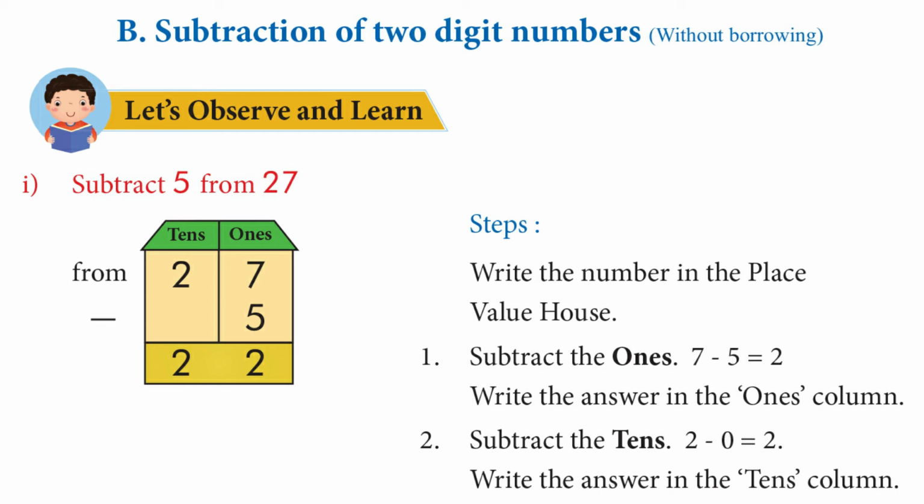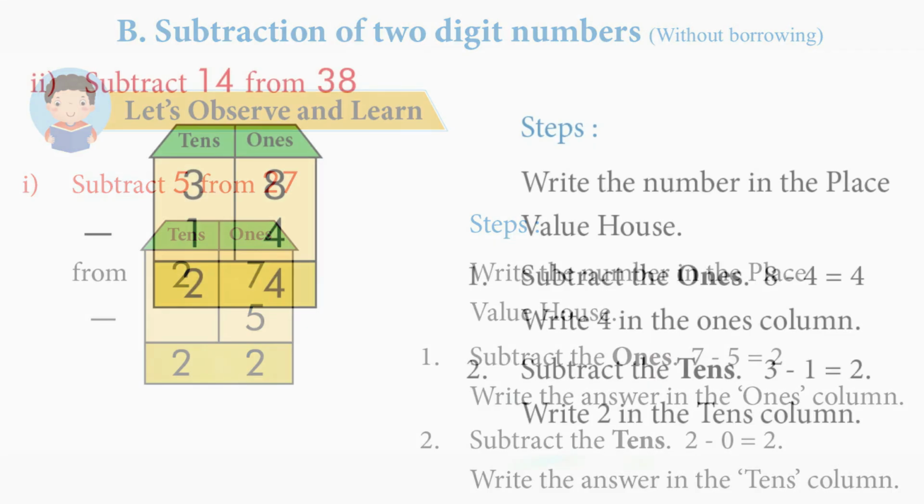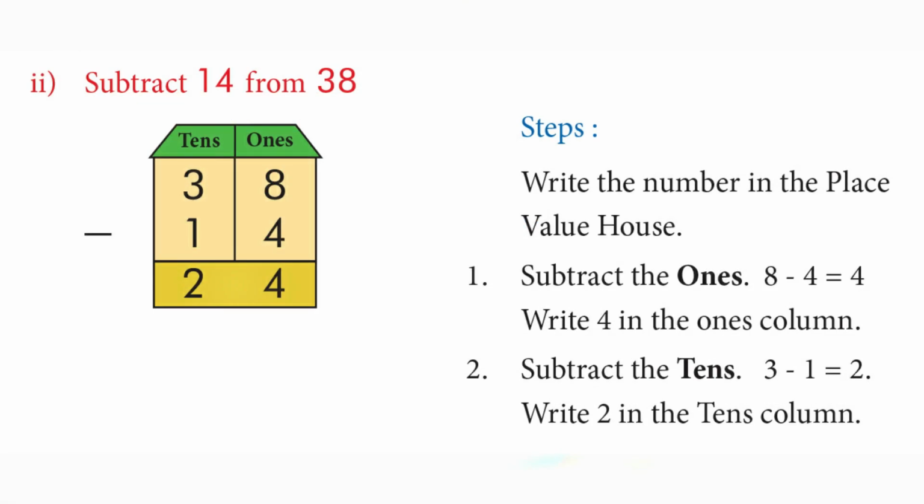Write the answer in the ones column. Now subtract the tens. We have 2 and nothing. So 2 minus 0 is equal to 2. Write the answer in the tens column. Now the next one. Let's take away 14 from 38. Write the number in the place value house.